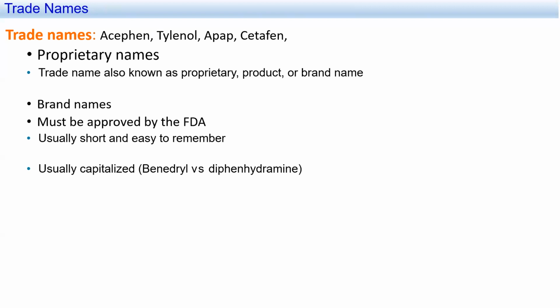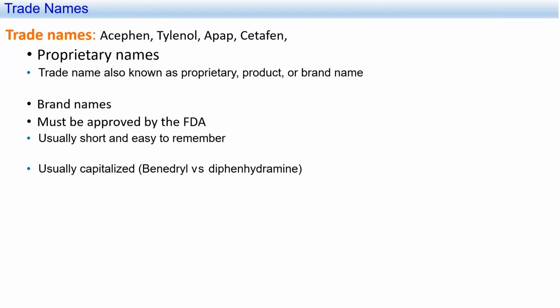Trade names, see how many we have, like 4 trade names for acetaminophen, which is the generic name. The trade name that's proprietary means that a drug developer has exclusive rights to name and market the drug for 17 years after a new drug application is submitted.